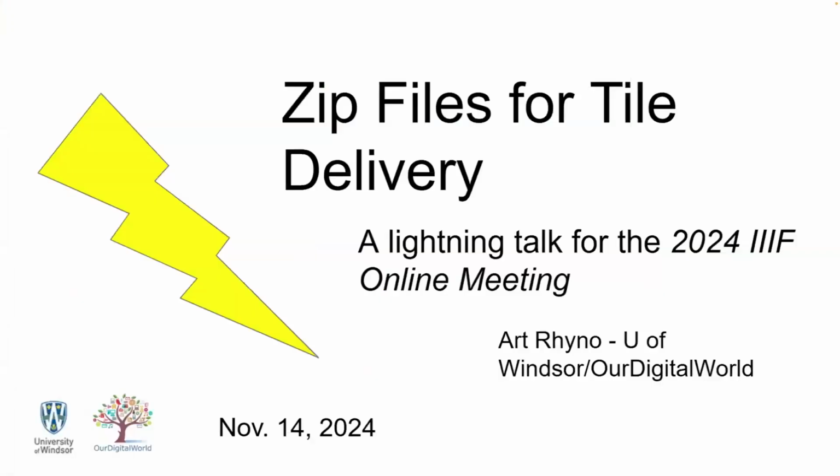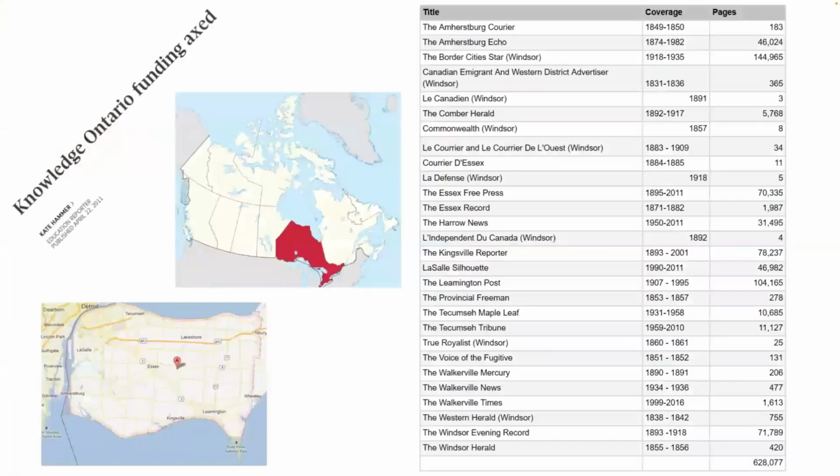Hi there. I'm going to talk to you about one option for using IIIF on a budget. With lots of help from my employer, the Leddy Library at the University of Windsor, I have been a volunteer with a project called Our Digital World for about 15 years now, and most of my work is on historical newspapers. Our Digital World grew out of an initiative called Knowledge Ontario, which was a multi-sector effort coordinated by the Ontario Library Association. The provincial government pulled the plug on the funding for Knowledge Ontario in 2011, and Our Digital World has been a standalone nonprofit ever since.